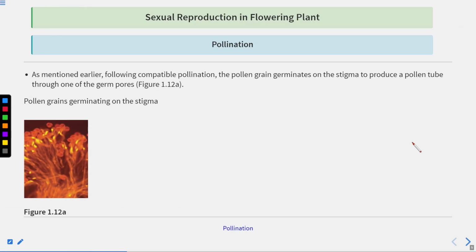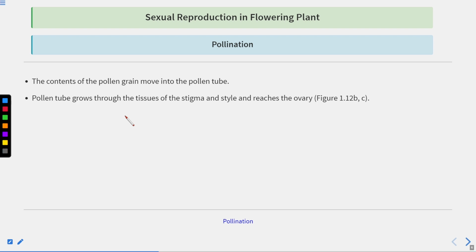Now, as mentioned earlier, following compatible pollination, so if the pollen is compatible, then what will happen? The pollen grain germinates on the stigma to produce the pollen tube, through one of the germ pores. So pollen has a germ pore, and the pollen tube arises through the germ pore. Okay, clear? Now this is an image showing you the pollen grains that are germinating on the stigma. Stigma is the part of the pistil. You can see here, these are the pollens that are germinating on the stigma.